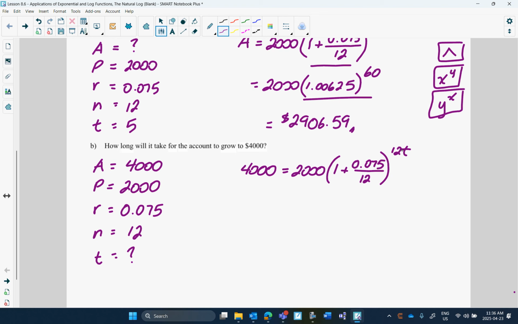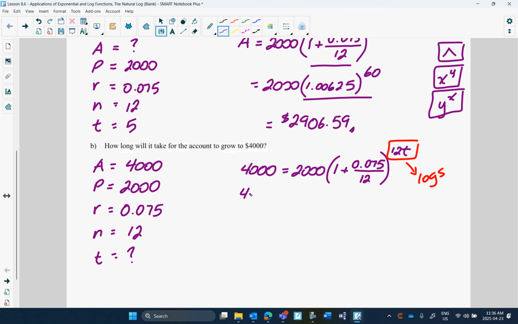When the unknown is in an exponent, that tells me I'm going to have to use logs. Okay. Because I sure can't make the bases the same in these. It's way too complicated. So we've got to solve for T.